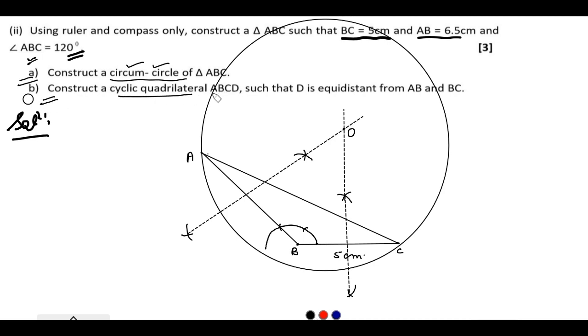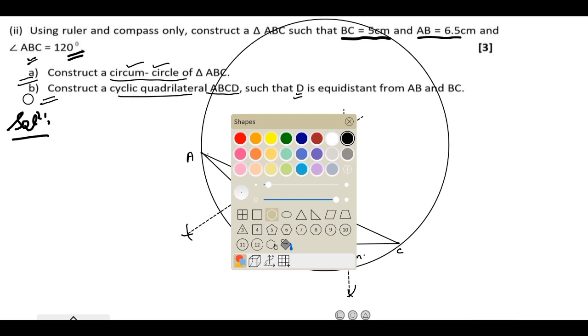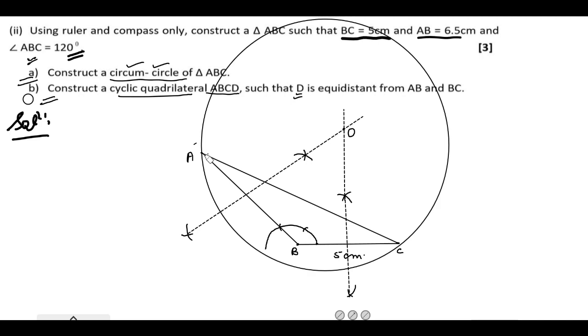Now construct a cyclic quadrilateral ABCD such that D is equidistant from AB and BC. अगर आपको इक्विडिस्टेंट पॉइंट लेना है on the circumcircle from AB and BC, then you have to draw the perpendicular bisector of AC. अगर आप AC का परपेंडिकुलर बाइसेक्टर ड्रॉ करेंगे तो वो भी O से पास होगा, because circumcenter is the point of intersection of all the three bisectors. AC के परपेंडिकुलर बाइसेक्टर ड्रॉ करने के लिए आप AC के हाफ से ज्यादा डिस्टेंस कंपास में लीजिए और A और C दोनों से आर्क लगा दीजिए. Perpendicular bisector will be passed from O.